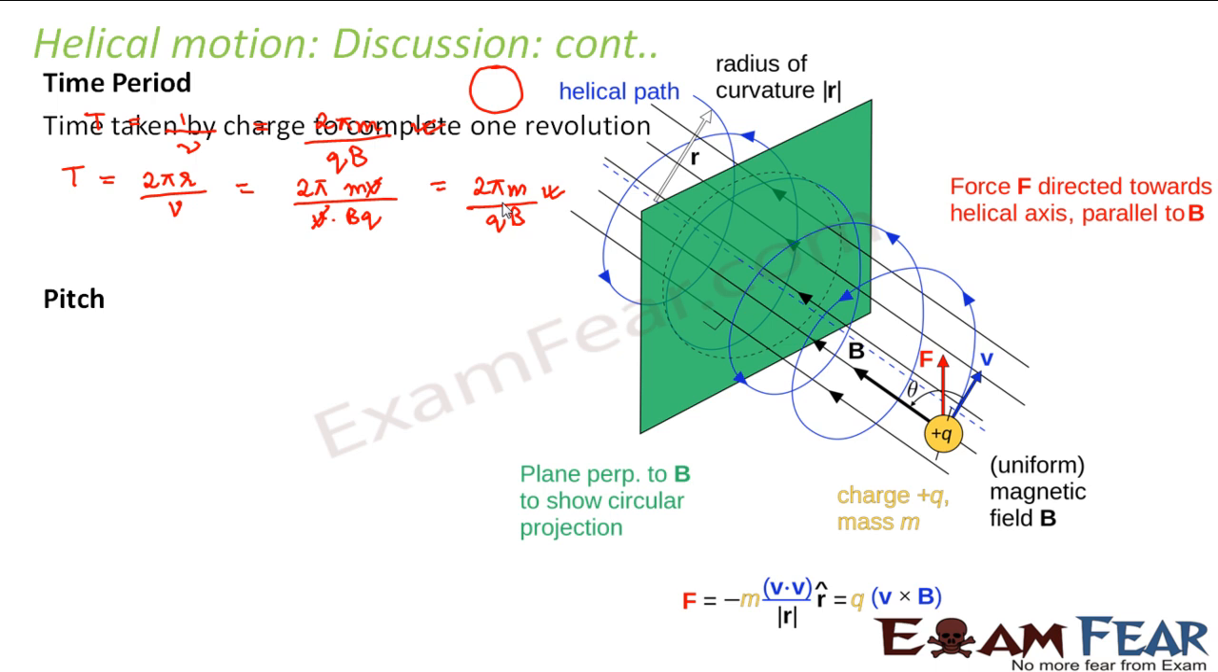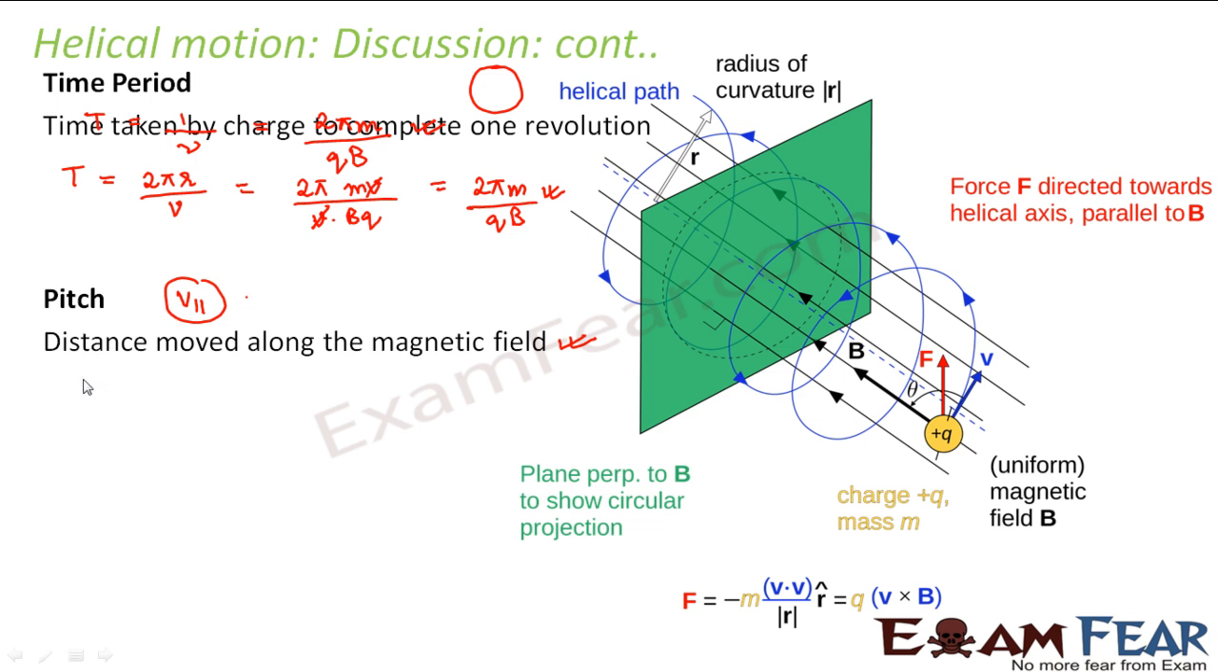The fourth term is pitch. What is pitch? Pitch is the distance moved along the magnetic field. When you are covering this circular path, at the same time, you are also covering some distance linearly. For example, here, if you see, the circular motion is there, but at the same time, there is some linear path which is getting covered. So this distance which is covered along the magnetic field is called pitch. That means in this case, we are considering the parallel component of velocity.